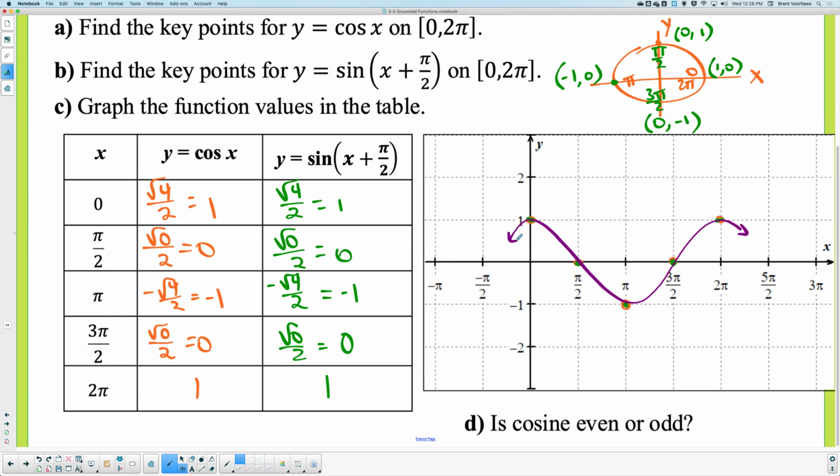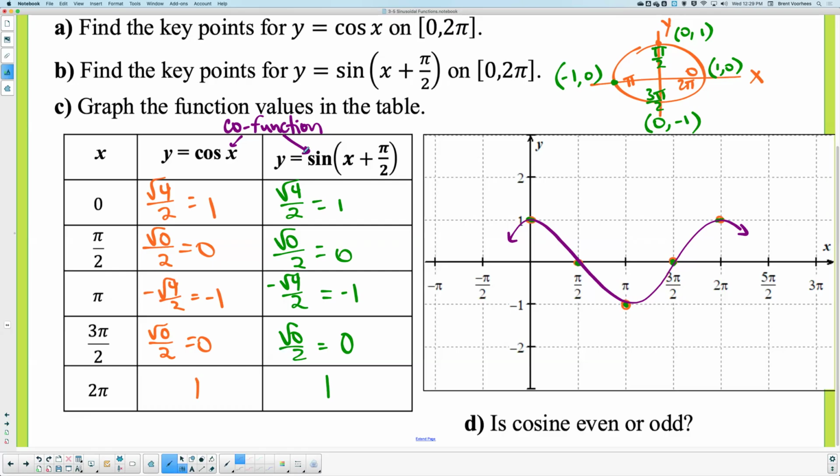What can you tell me about both those functions? They're equal. Okay, this is called a cofunction relationship. These are called cofunctions. Cosine is the same thing as sine plus pi over 2. A cofunction is any function that, when you add or subtract a pi over 2, the functions become equal to one another. So sine and cosine are cofunctions.